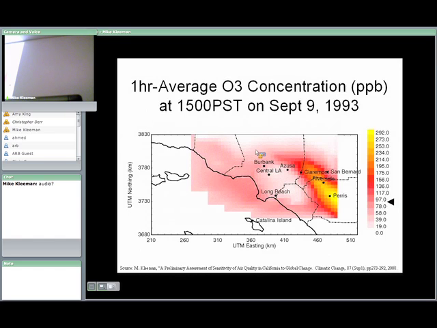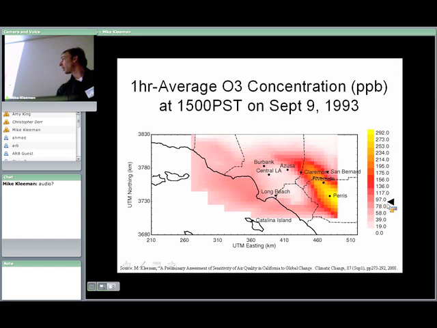This is a plot of the spatial distribution of the predicted 1 hour average ozone concentrations on that day, September 9th, 1993. So we've got the coast of Los Angeles here. We've got our offshore islands, Catalina, central Los Angeles here. And we predicted this buildup of this severe ridge of ozone concentrations, almost 300 parts per billion.